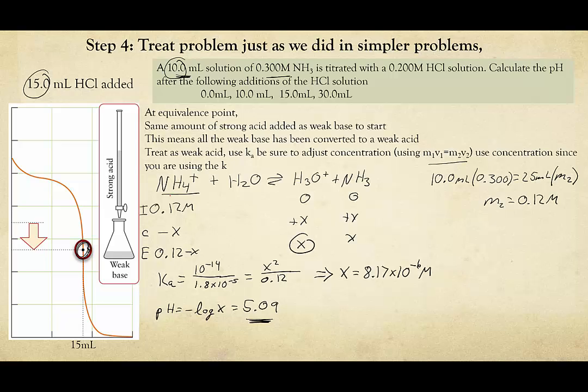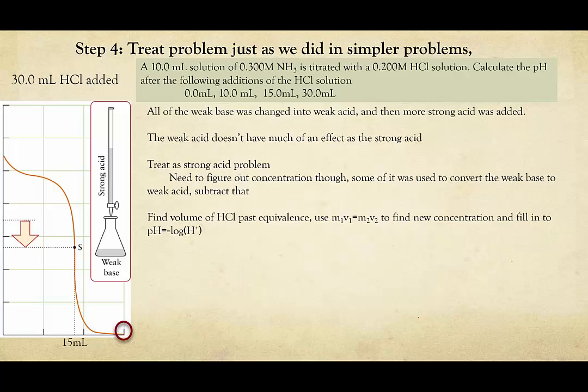All right, one more step for this method, and then we'll start over with the other method. At 30 mils, we've now moved past the equivalence point. We used up 15 mils worth of our strong acid by converting our NH3 into NH4+. After that, we just continued to dump HCl into the solution. What we'll want to do then is find out how much excess HCl is still present, how much after the equivalence point is present. This is actually just a dilution problem.